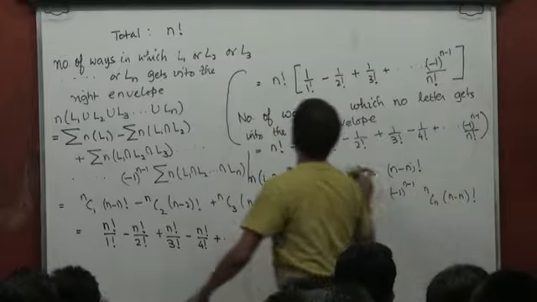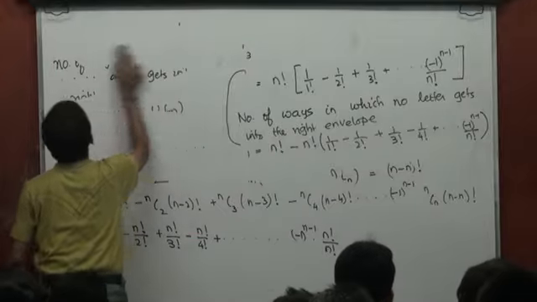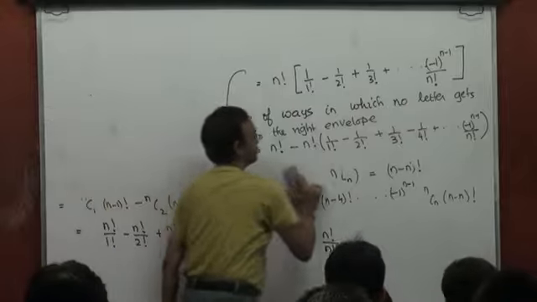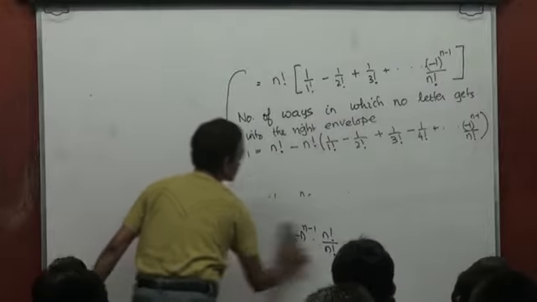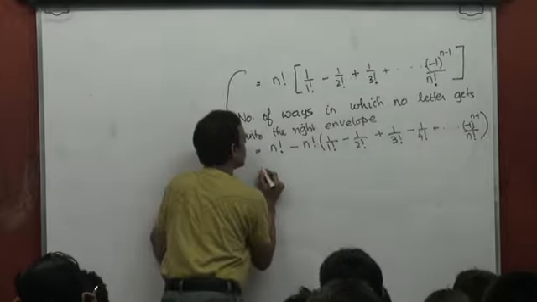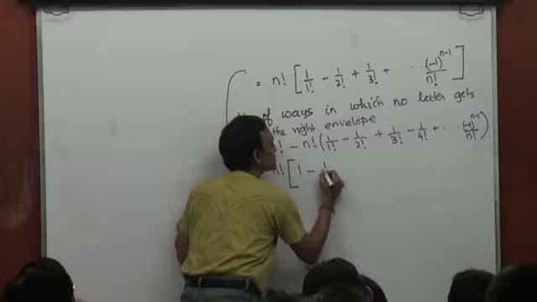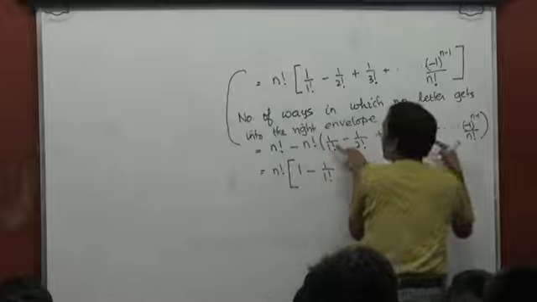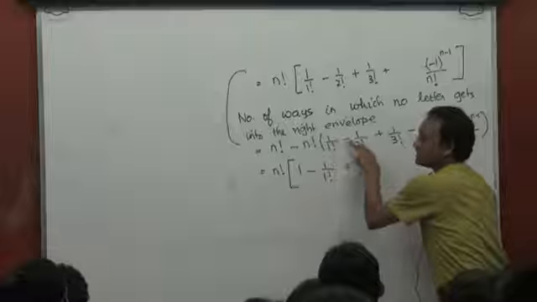These would give you the total number of ways in which not a single letter gets into the right envelope when you start to arrange L1, L2, L3 into E1, E2, E3, etc. Which is like n factorial into 1 minus 1 by 1 factorial plus 1 by 2 factorial. The signs will alternate now and will change. When I plunge this minus into the parenthesis, all these signs will change.